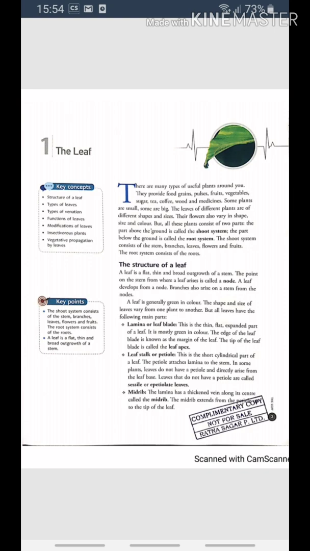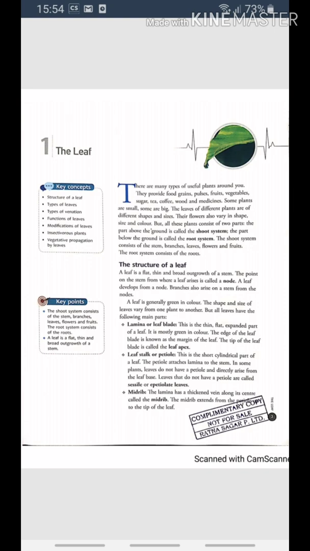Leaf spines to provide protection and reduce loss of water. In certain plants, leaves or parts of leaves get modified into pointed structures called spines. Spines help to reduce the loss of water by transpiration.